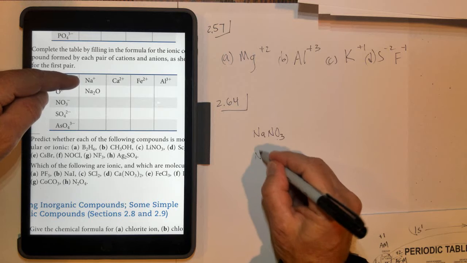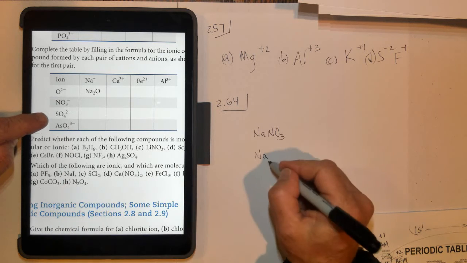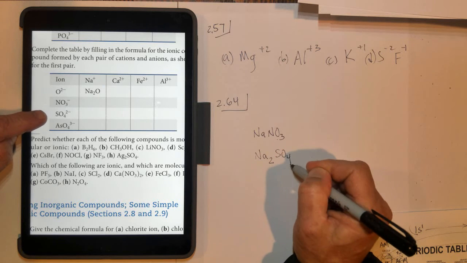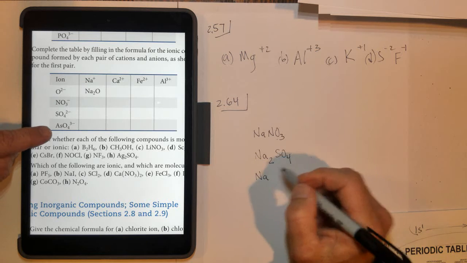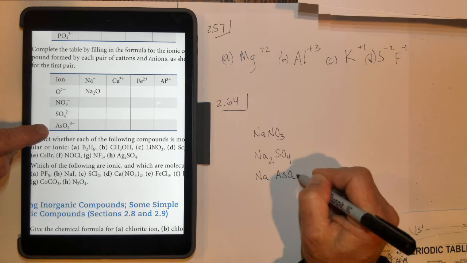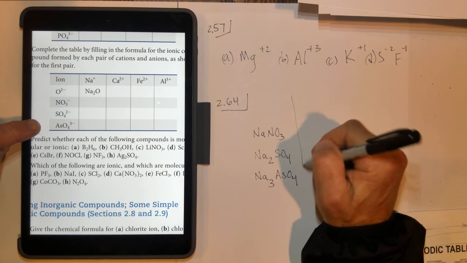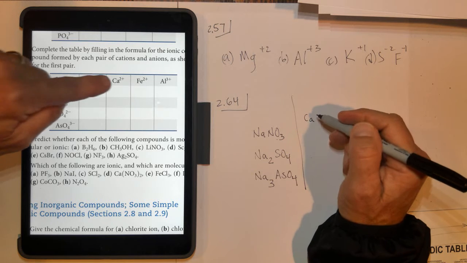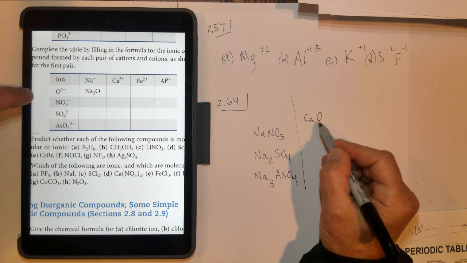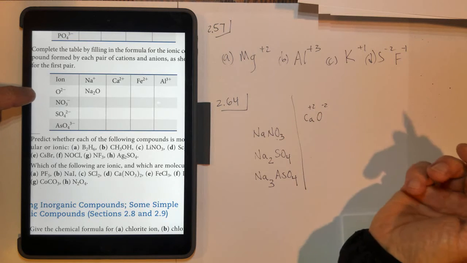In the next one, Na would go together with SO4, but notice SO4 is minus 2, so I'm going to need 2 of these positively charged Nas to partner with the SO4. In the last one, Na, notice it's positive 1, and AsO4 is negative 3, so that means I'm going to need 3 of these positive 1 things to make that formula. The next one, calcium would go together with oxygen, positive 2 and negative 2, so it would just be CaO, because the plus 2 and the minus 2 cancel each other out and they add up to 0.